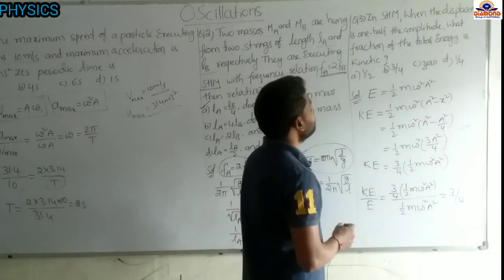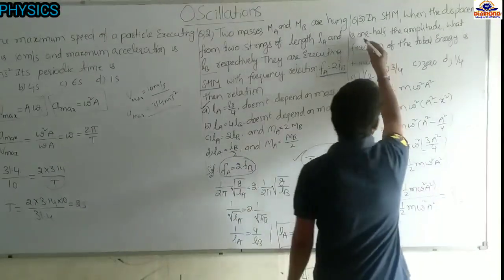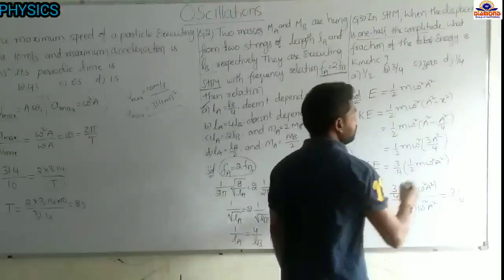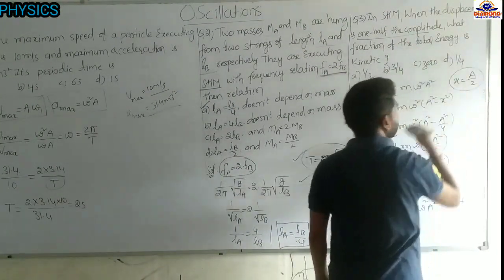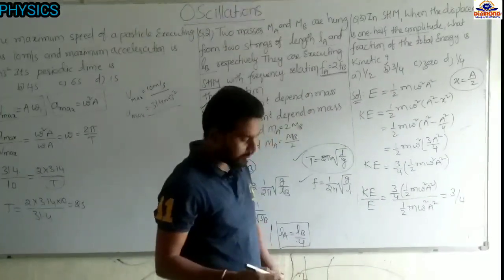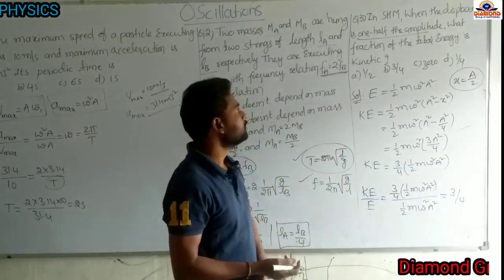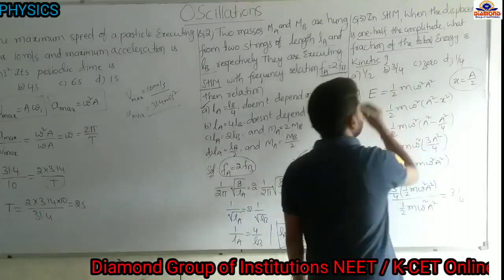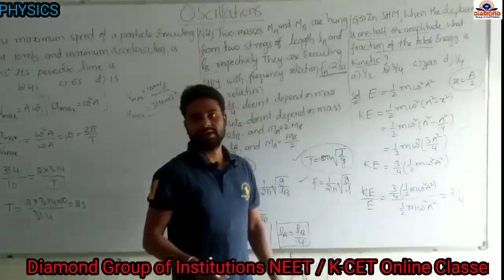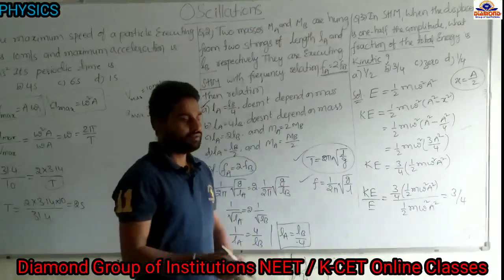In SHM, when the displacement is one half the amplitude, that means displacement x equals half of the amplitude, A by 2. We use the symbol A for the maximum amplitude, so x equals A by 2. What fraction of the total energy is kinetic? We have to find the fraction of the kinetic energy with respect to the total energy.